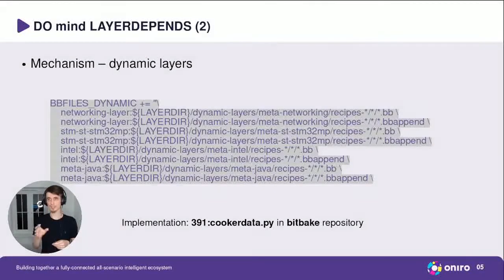The build system will take into consideration the bb and bbappend files in the path, for example, dynamic-layers/meta-networking only if the collection networking-layer is accessible by the build system. Otherwise, it will ignore them. In this way, you can have bbappends that are only relevant for a specific layer, hence for a specific collection. You can see the full implementation in cookerdata.py in the Bitbake repository.